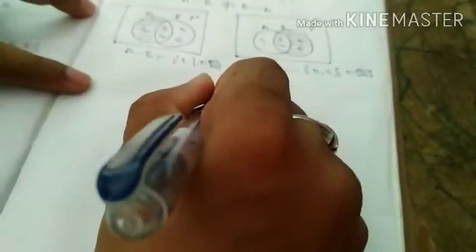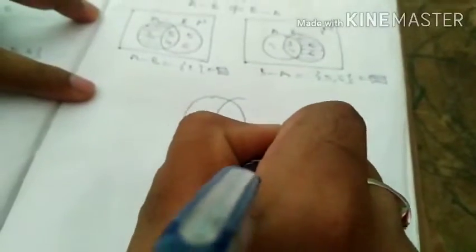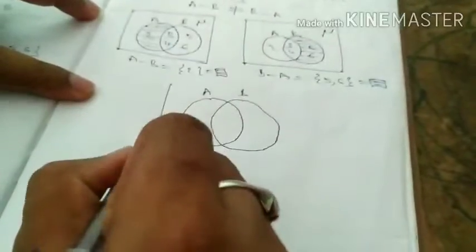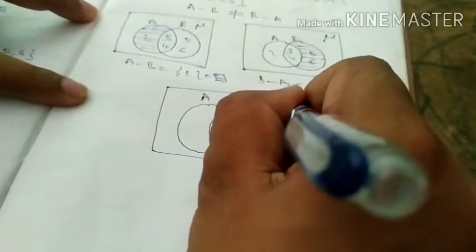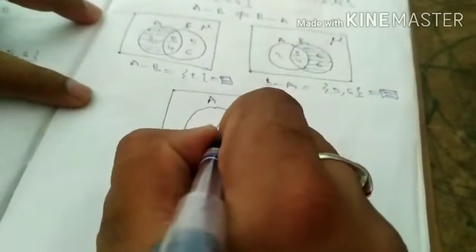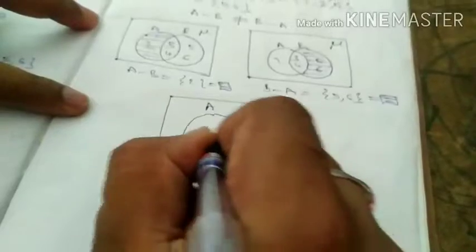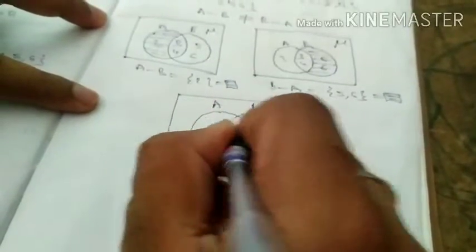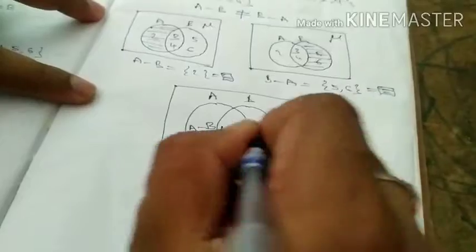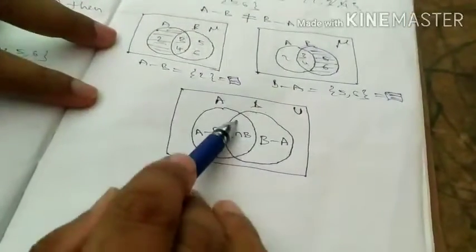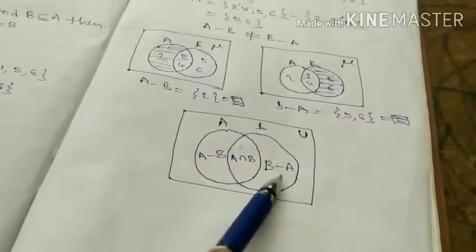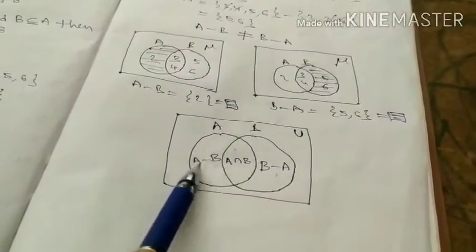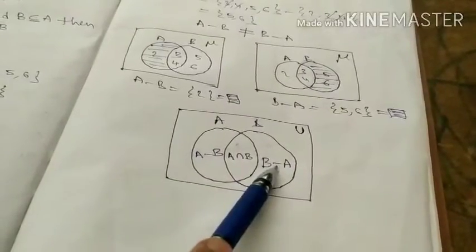A is one set, B is another set. Here A, here B. This rectangle box represents mu, the universal set. Here the middle is A intersection B, this part is A minus B, and this is B minus A. So this is the common part. This is only A, which is A minus B, and only B, which is B minus A. The intersection part, A minus B, B minus A, that full is A union B.